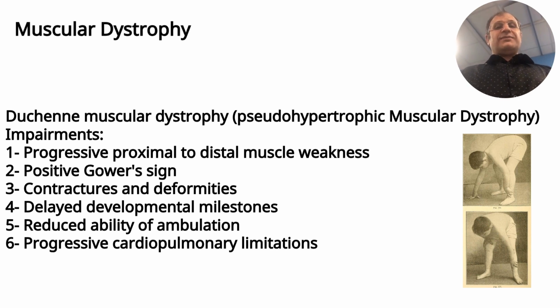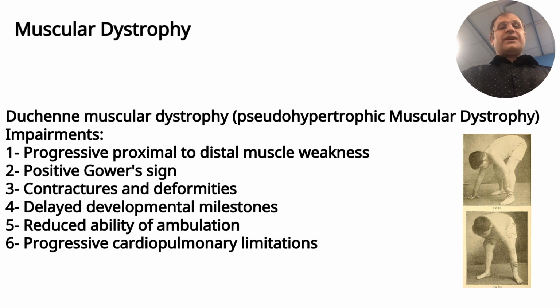Impairments of Duchenne's muscular dystrophy. 1. Progressive muscle weakness occurs from proximal to distal regions, starting around 3 years of age with initial difficulties in walking and leading to death in late adolescence or early adulthood. By 3 to 6 years of age, they often display a waddling gait and struggle with activities such as running, jumping, and climbing stairs.